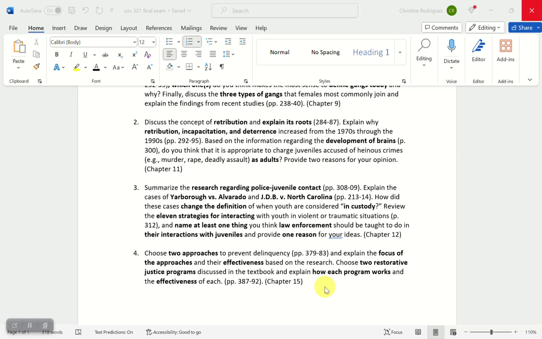Choose 2 restorative justice programs discussed in the textbook and explain how each program works and the effectiveness of each. So there are about 4 or 5 different restorative justice programs that have been created. There's some discussion in the text about how these programs work and the effectiveness of each of these. And so make sure that you thoroughly discuss the 2 programs that you choose.